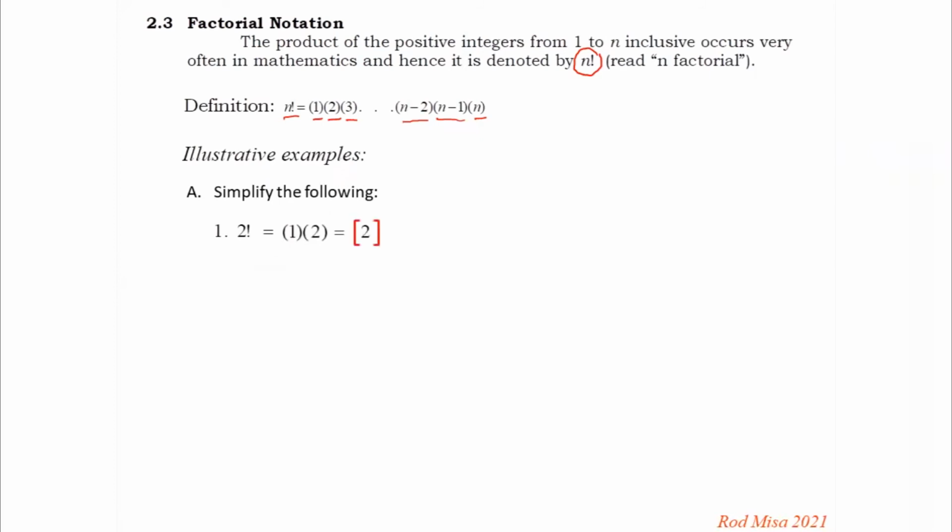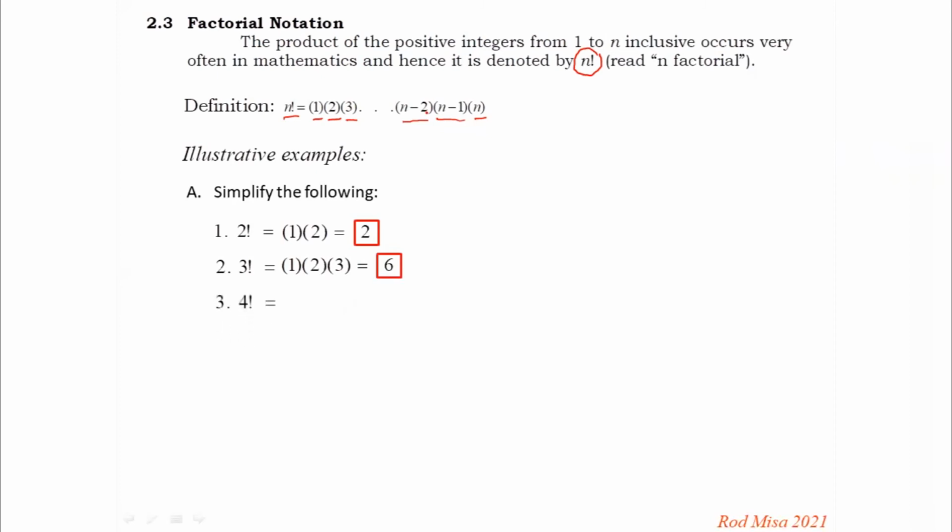So 2 factorial is 2. But what is 3 factorial? 3 factorial is the product from 1 to 3. So multiplying 1 times 2 times 3, we have a product of 6. Therefore, 3 factorial is 6.